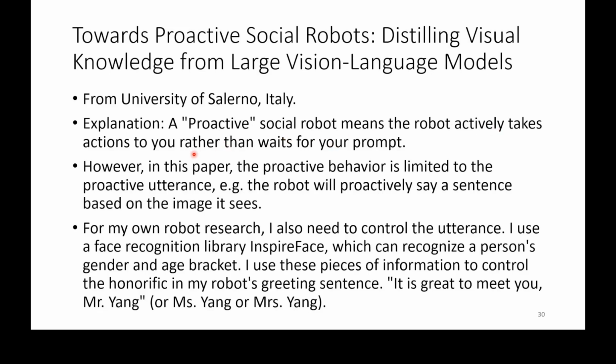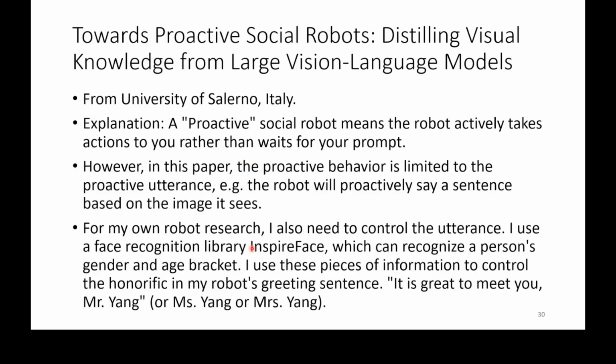So there should be many proactive behaviors, right? In addition to saying something, the robot can move somewhere or do some actions. But in this paper, they only restrict their proactive action to saying something, only the sentence. The robot doesn't change its facial expression. The robot doesn't do any movement or actions, only controls the sentences the robot will say.